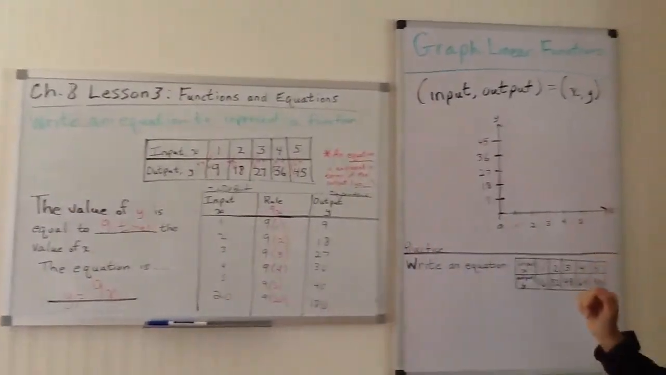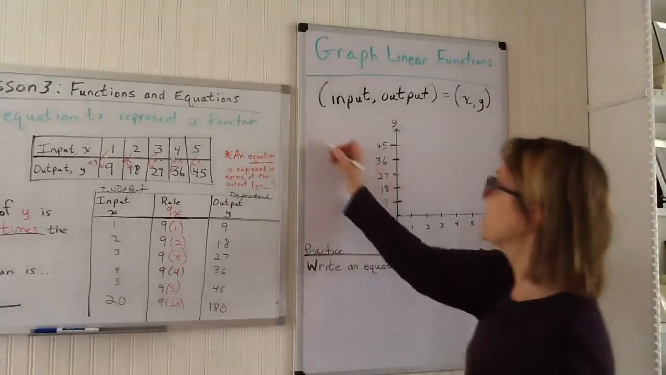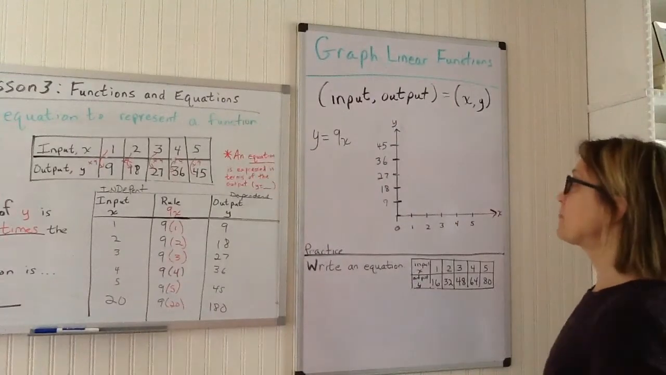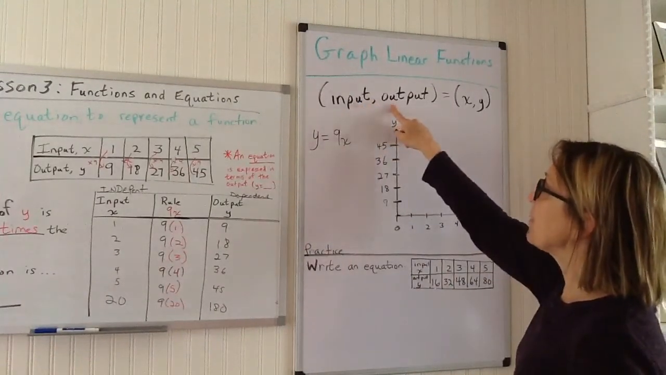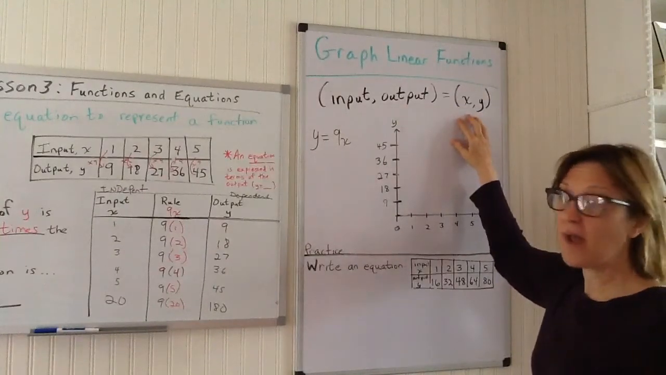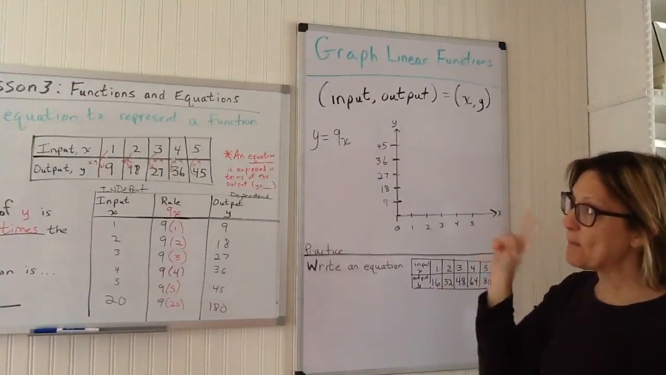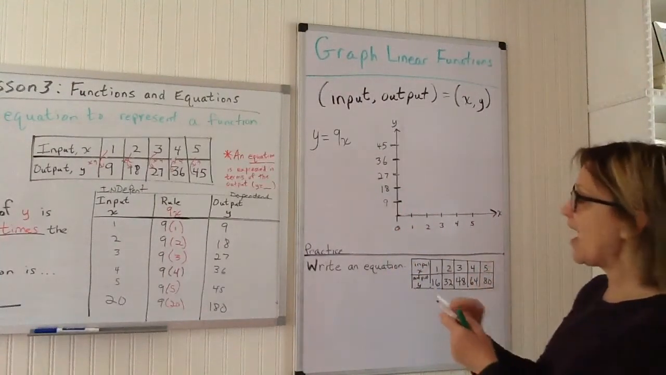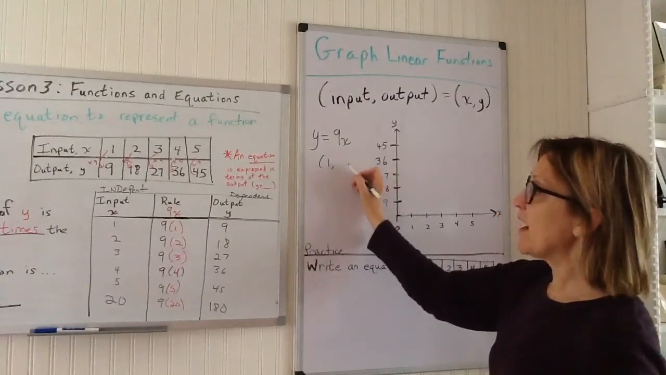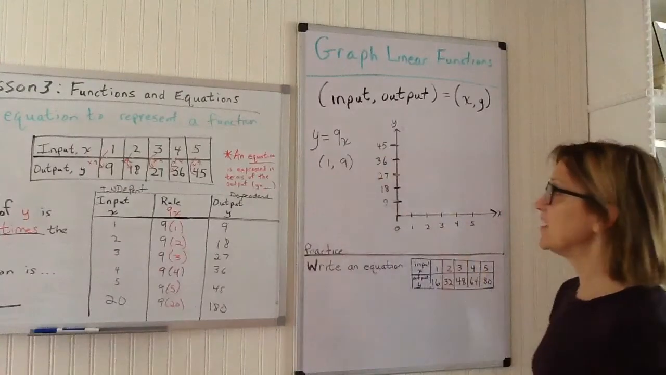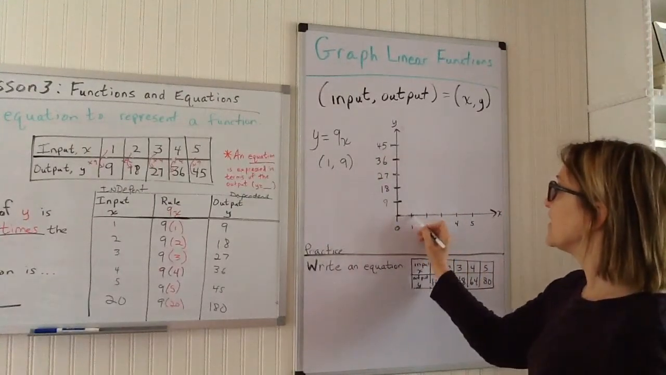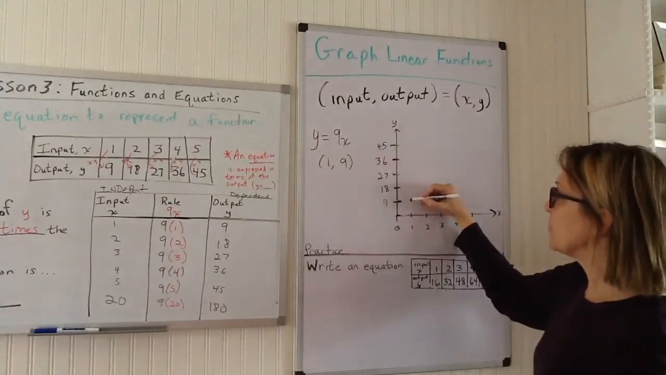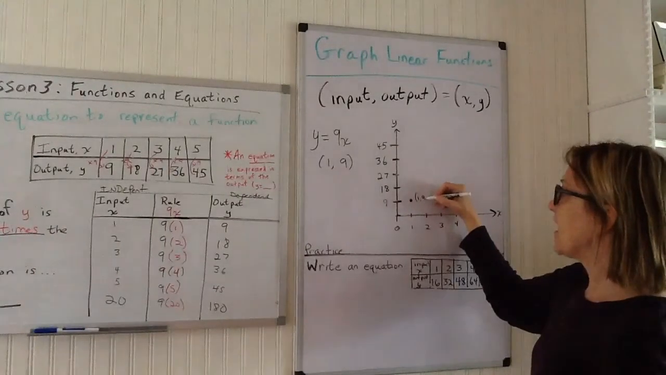So I just figured out the rule, which was y equals 9x, and I want to graph that equation. So I'm going to use my input and my output values. Those become my x, y coordinates. So when I was doing my rule and doing the function table, I can take my x, which was 1, and my output 9, and graph it here. So I'm going to go over 1, because that's my x-axis, and I'm going to go up to 9, that's my y-axis, and I'm going to graph that point, (1, 9).